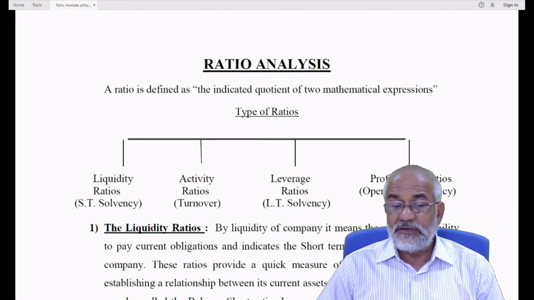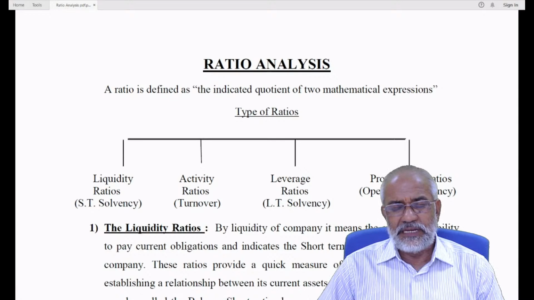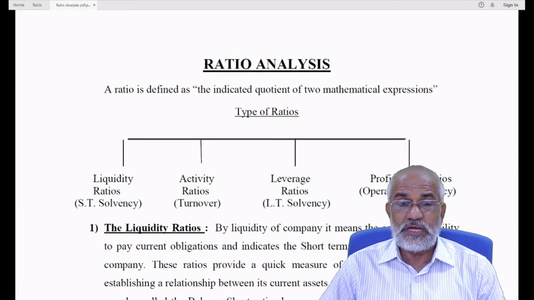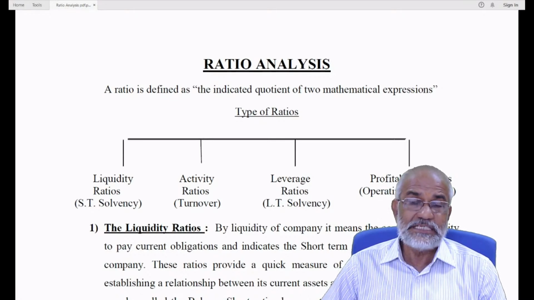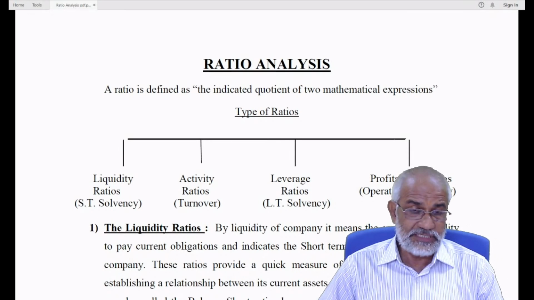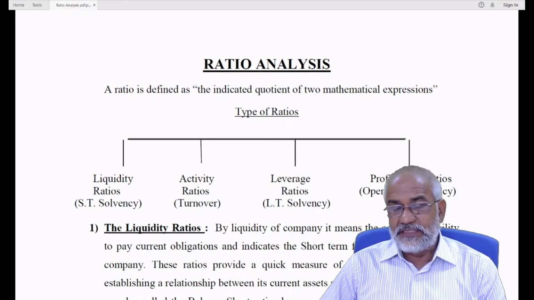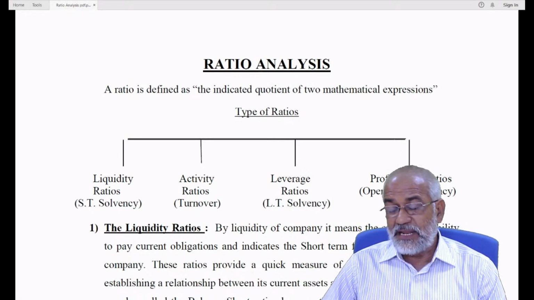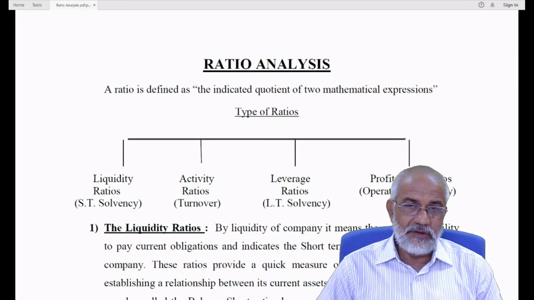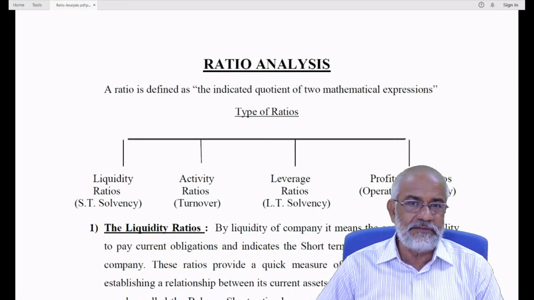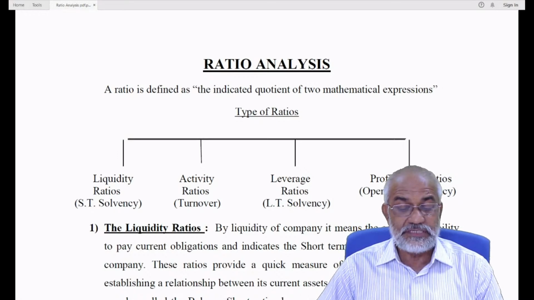So this is about the left out part of the cash flow statement, which could not be discussed yesterday due to shortage of time. So now let us come to the end part of the financial statement analysis, which is ratio analysis. That we will discuss today. That is the theme of our discussion.